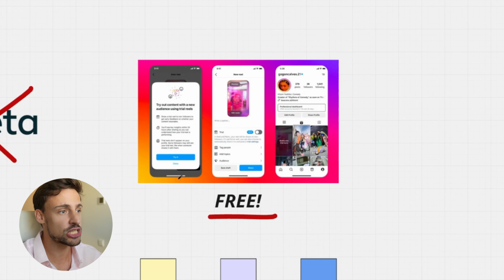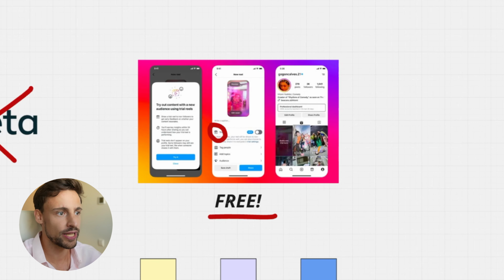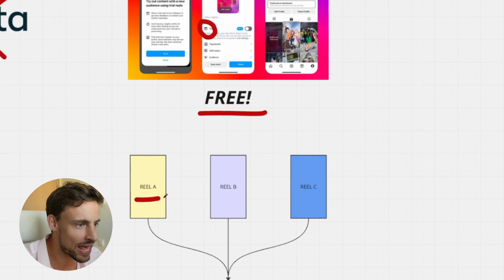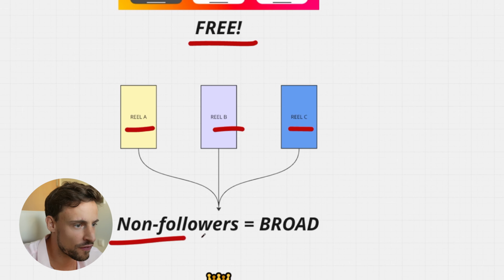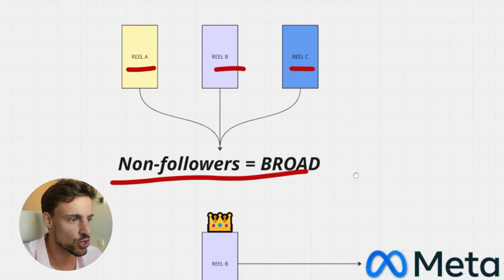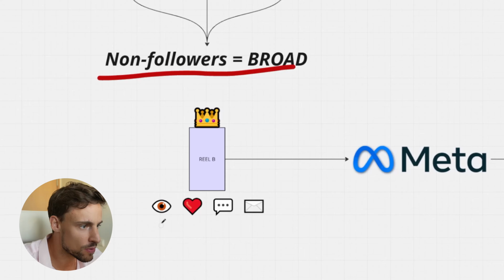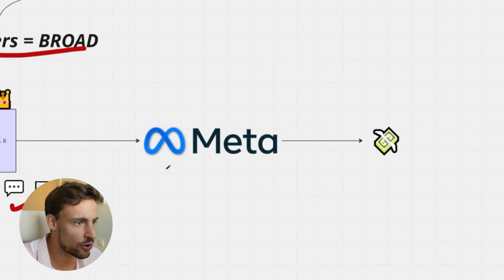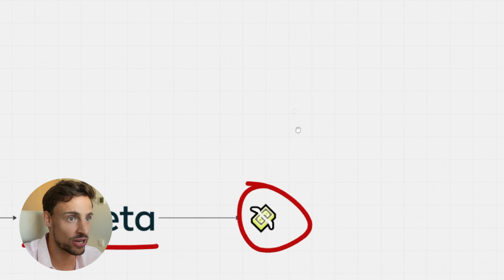For example, on Instagram, you can use what is called the trial. And trial allows your reel for the first 72 hours to be displayed only to non-followers, which means that you create your reel A, B, and C, and you push that on the trials. Only non-followers, which means also broad audience, will be able to see that. And then you can determine who is the winner with the most views, likes, comments, or shares. And this winner, you can later on push it on Meta ads and therefore have a high return on investment.